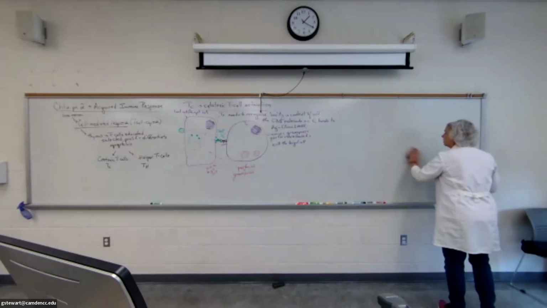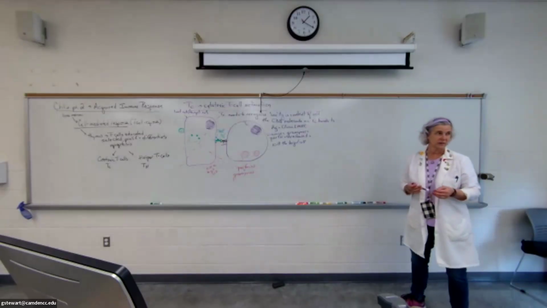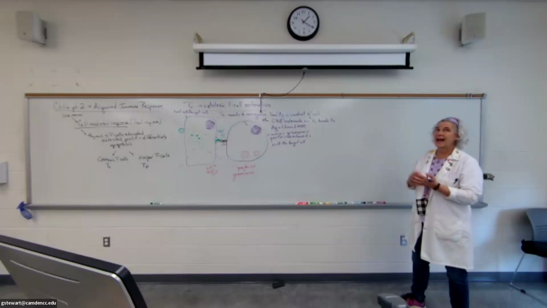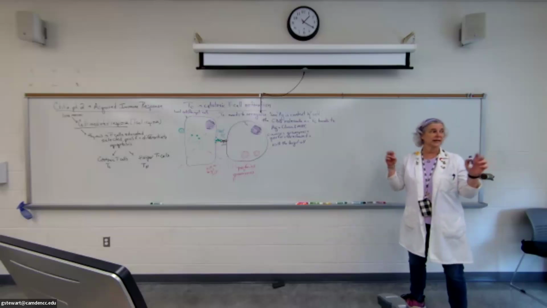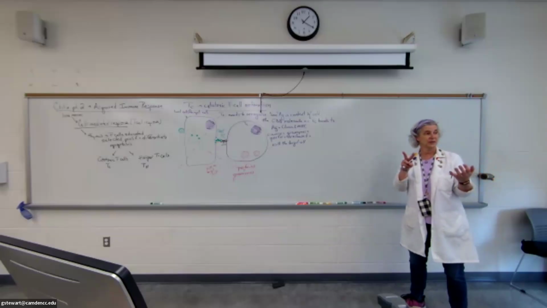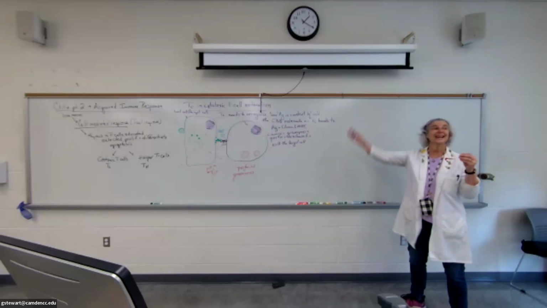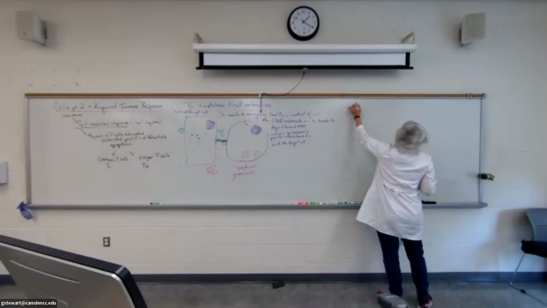All right, so now what about the other part? What about those helper cells? Okay, they function a little bit differently in how they recognize antigen. They're going to need to see antigen or recognize antigen in the context of class 2 MHC. And there is going to be an actual T cell receptor that's going to bind to that antigen and the class 2 MHC. So T helper cells.